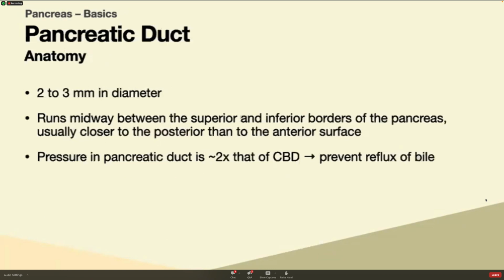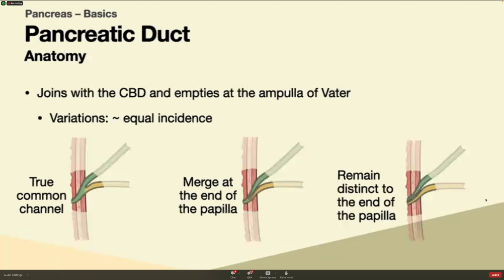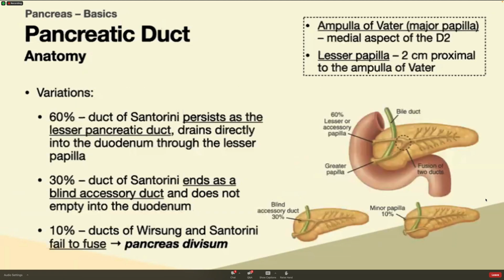So the pancreatic duct usually has a higher pressure than that of the CBD. This is to prevent the reflux of the bile, and it joins the CBD and empties into the ampulla of Vater. So there are variations in the pancreatic duct with regards to how it joins with the CBD. This occurs with equal variance. It can form a true common channel, or it can merge at the end of the papilla, or it can remain distinct to the end of the papilla.